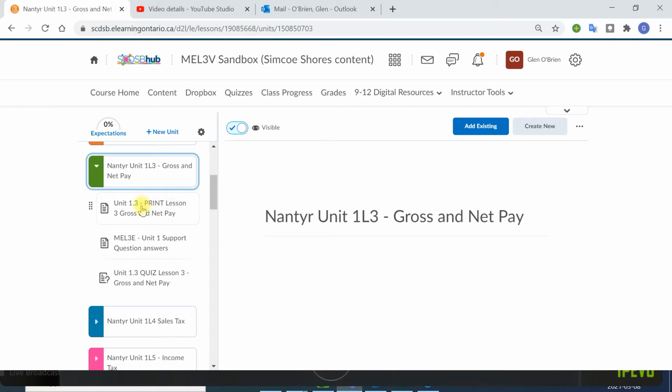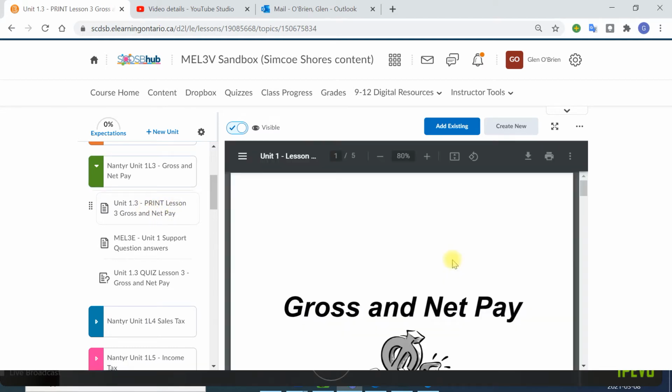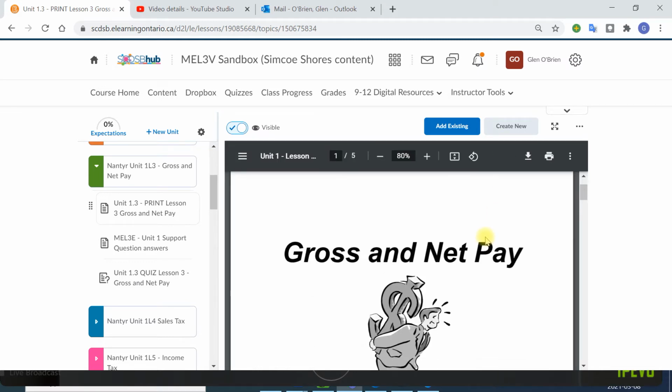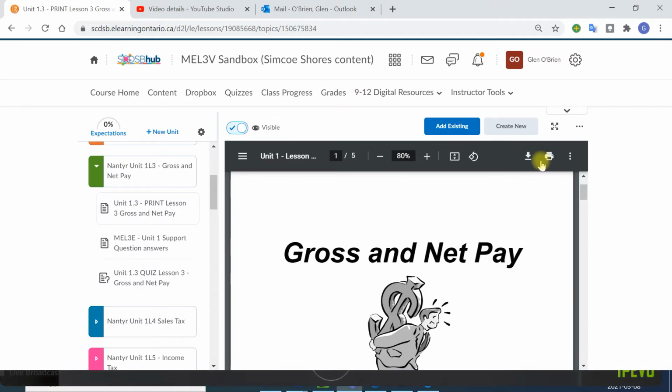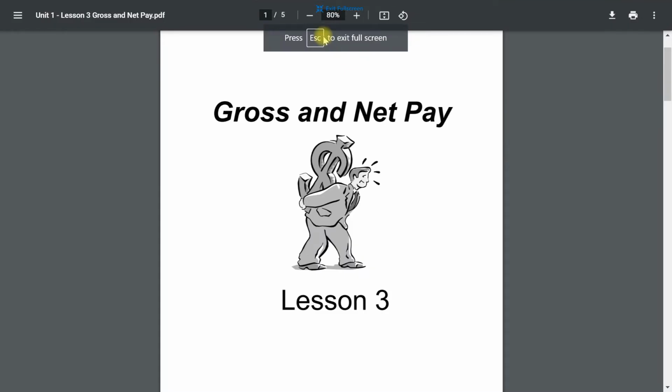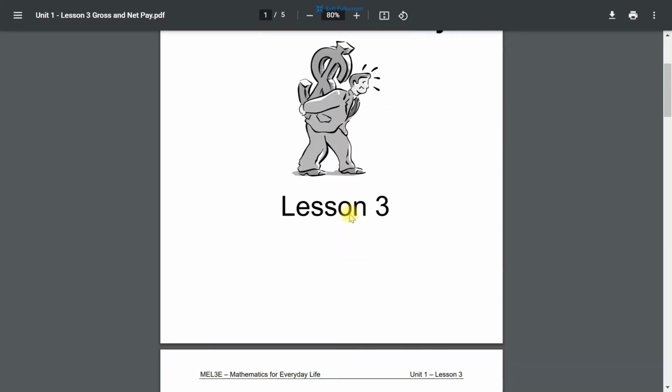But let's click on the print lesson, and you can see here the lesson for today, which is gross pay and net pay. And this button right here allows you to go bigger. So if we click on that, we can go big screen here. And if you want to get out of that, you're going to press the escape key on the top left hand side of your keyboard. Once you do that, then it'll allow you back out. If not, sometimes you also have to press this button at the top of the screen as well. So okay, gross pay and net pay, lesson number 3, unit 1.